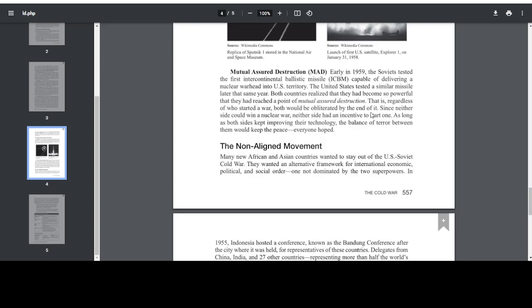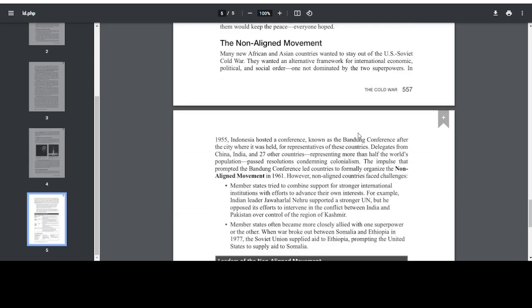Since neither side could win a nuclear war, neither side had an incentive to start one. As long as both sides kept improving their technology, the balance of terror between them would keep the peace. At least everyone hoped. The non-aligned movement.